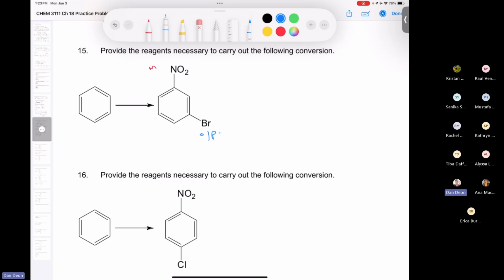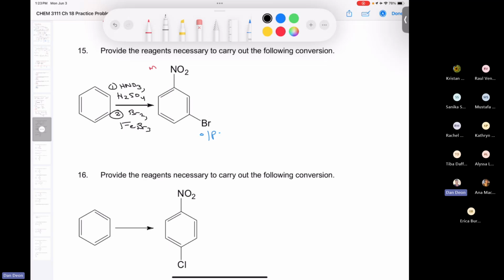So let's just write down our reactants. For the first part, to nitrate it, we're going to use nitric acid and sulfuric acid together. That's going to install the nitro group, which is going to direct the bromine to the meta position. So for the bromine, we just need bromine and iron(III) bromide like that.